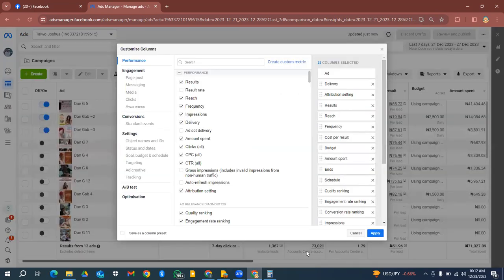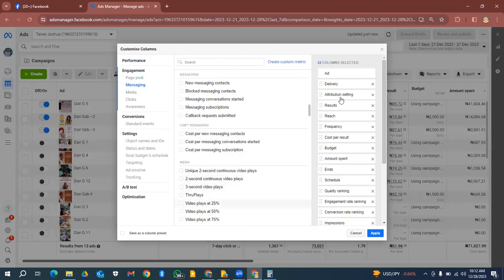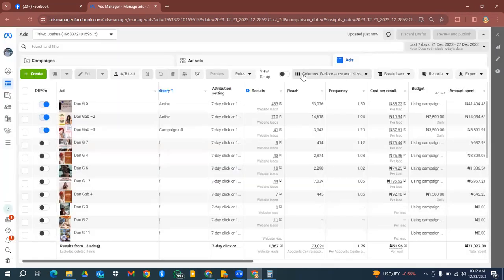So you always make sure that the main things you want to show are first. I've selected all the things I want to show, right? These are the things that usually show. And then once you're done, you click on save column, put in a name and click on apply. But I'm not saving this, we already have one.